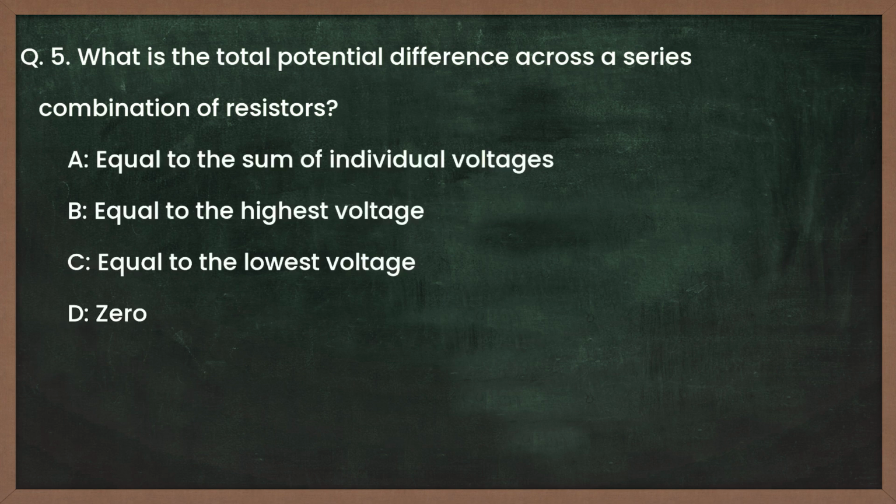Option A, equal to the sum of individual voltages. Option B, equal to the highest voltage. Option C, equal to the lowest voltage. Option D, 0. You have 5 seconds to answer the question.